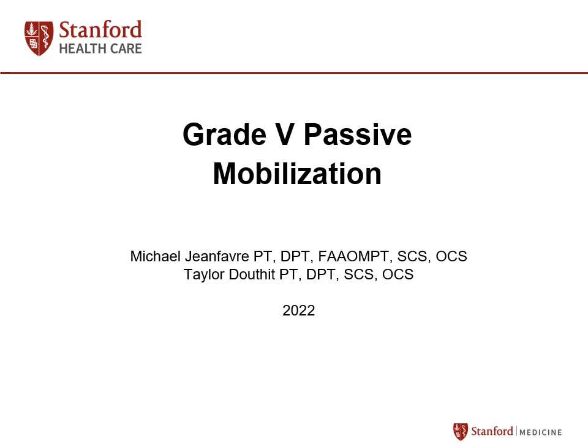Okay, in this part 4 of 4 for this voiceover of the grade 5 passive mobilizations of the spine. In this section, we will talk about the specific techniques as well as the mechanics and creating the artificial barriers and the mid-range barriers of each of the regions. And then we'll also go through the conclusion and some of the additional resources provided.